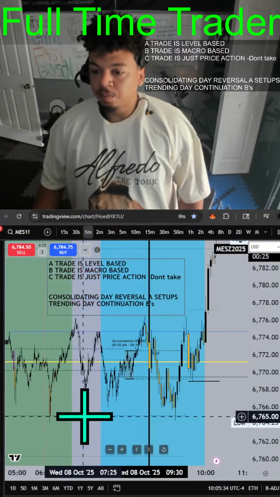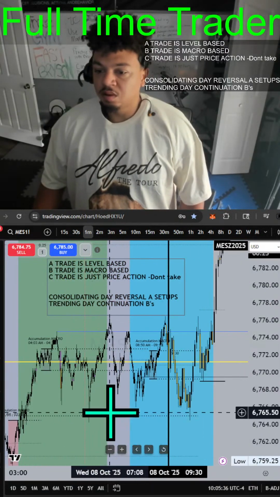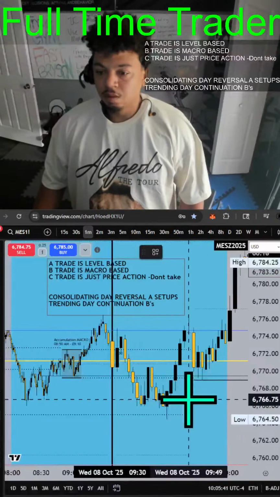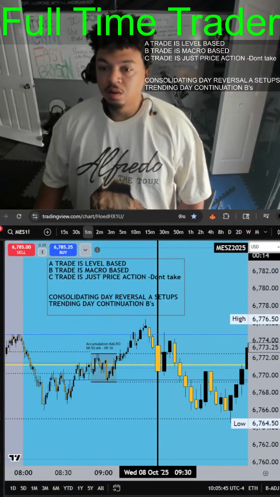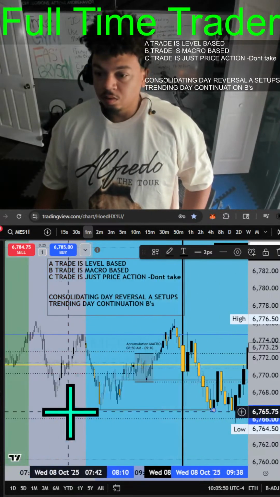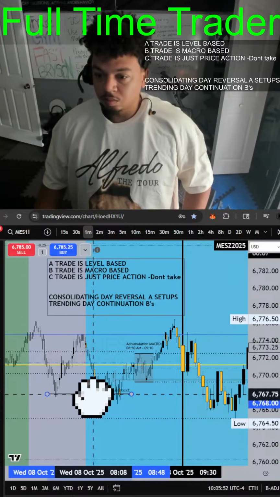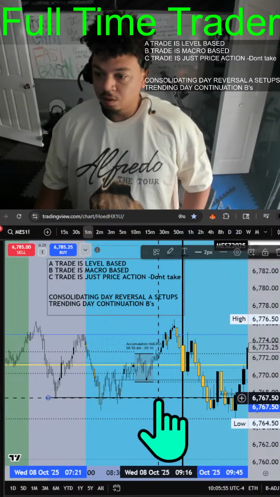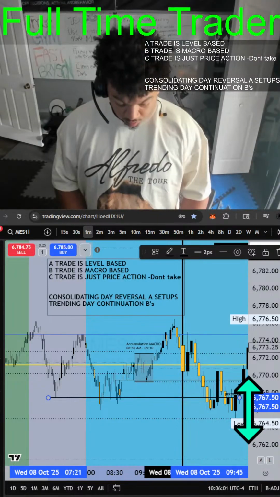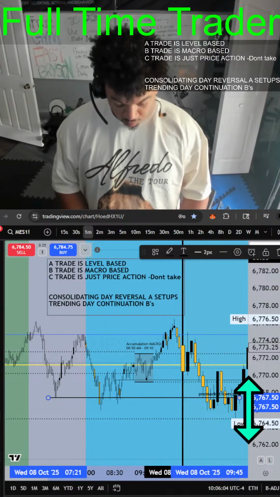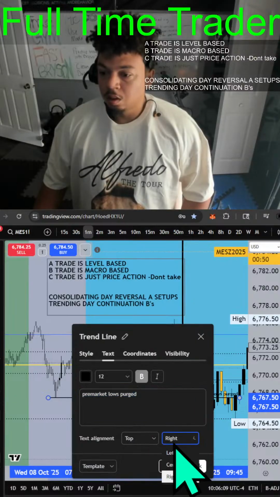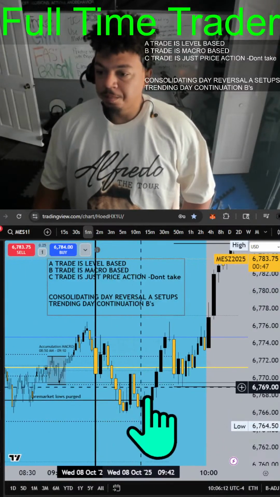So what happened is we purged what looks like the pre-market lows. Zoom in. The price is shooting up, but we just have to observe what happened first. This is the pre-market lows right here. So the pre-market lows got purged.